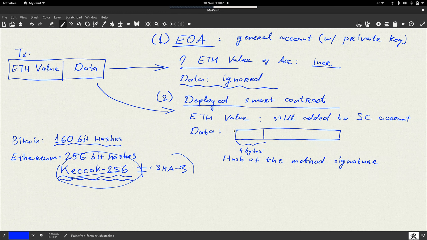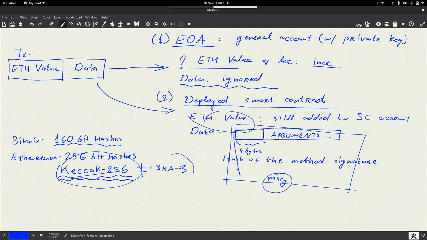So it is a hash of the method signature. And by then, the virtual machine precisely knows which method is to be used. And then the arguments, like the withdraw amount, are just data, but data are part of the whole message object, if you remember. And this message object in particular contains the Ethereum value. Your method may have access to all fields. In particular, it knows the sender, it knows the value, and so on. So that's what happens when you make a transaction with the destination address being that of a deployed smart contract.